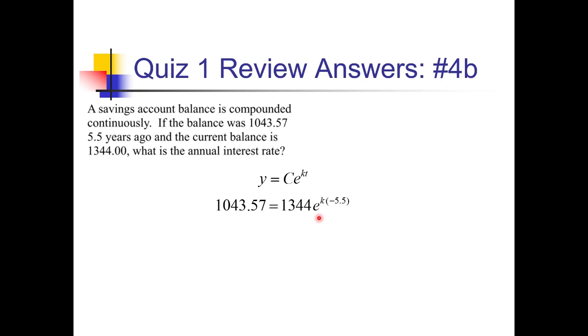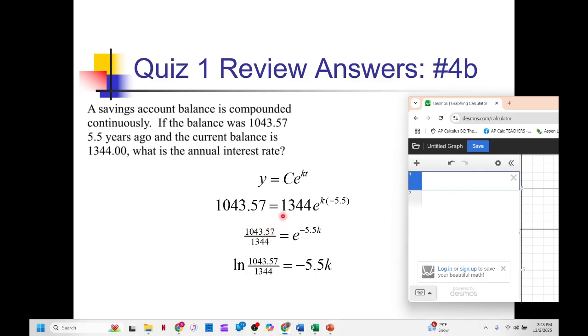So to start that process, we're going to get our exponential term by itself by dividing by 1344. And now to get rid of this e, I have to take the ln of both sides. So I have ln of the fraction on the left and negative 5.5k on the right. And now to get my k value, all I have to do is divide all this stuff on the left by negative 5.5. Let's do that on the calculator.